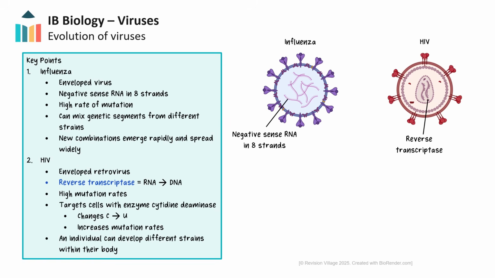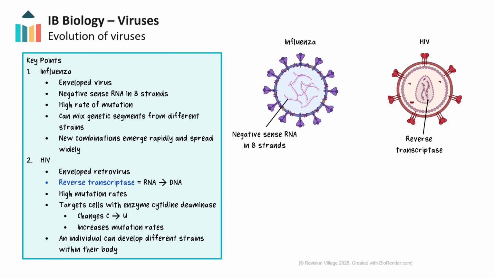The influenza virus is an enveloped virus that contains negative sense single-stranded RNA that is broken up into 8 different strands. To replicate its RNA, it uses the enzyme RNA replicase, which does not check for errors, therefore leading to a high rate of mutation. The influenza virus also increases its genetic variation by mixing genetic segments from different strains. If 2 viral strains infect a host cell at once, the RNA strands can mix in the next generation, producing new combinations that emerge rapidly that can spread widely.